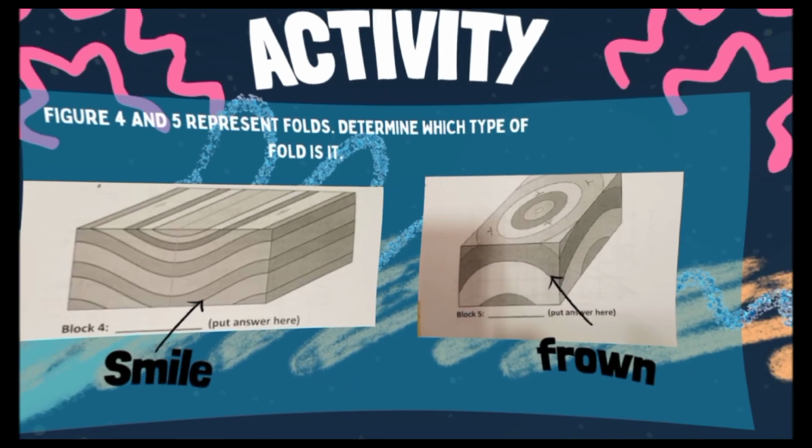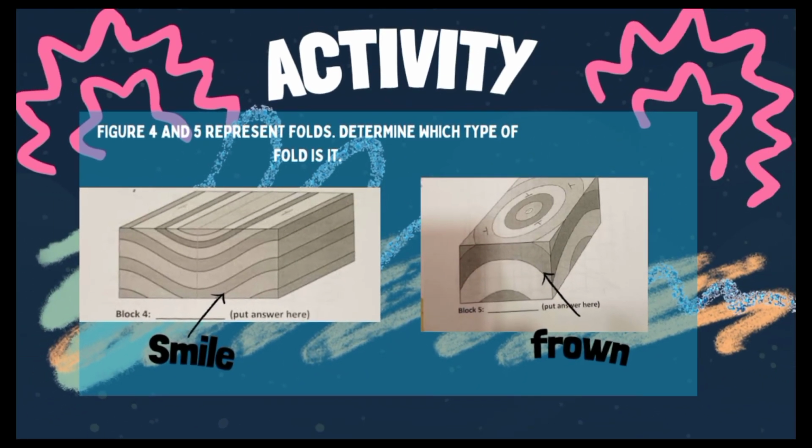On one side of the screen, there is a smile, and when there is a smile, it is associated with the basin. Meanwhile, on the other side of the screen, there is a frown, and when there is a frown, it is associated with a dome.